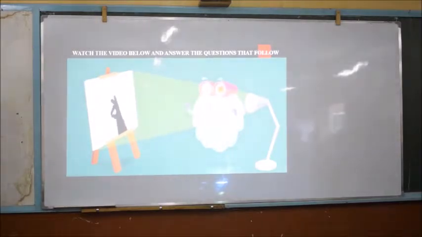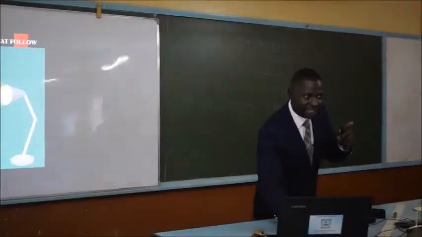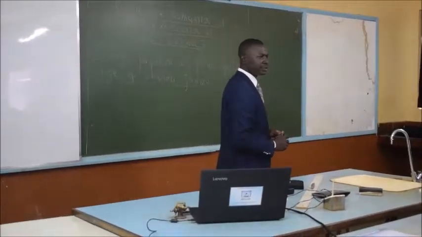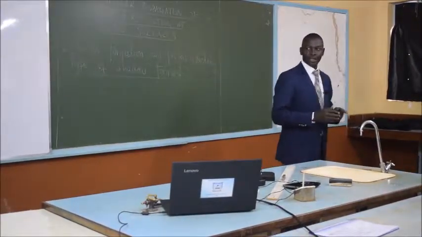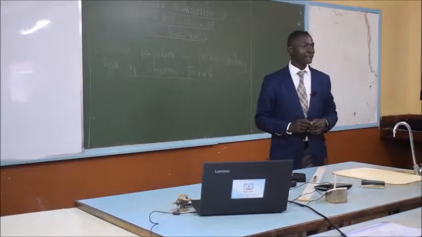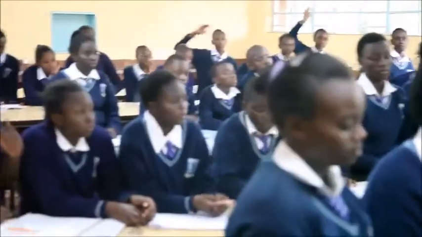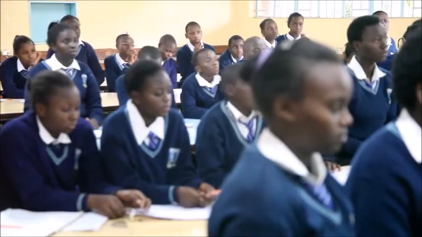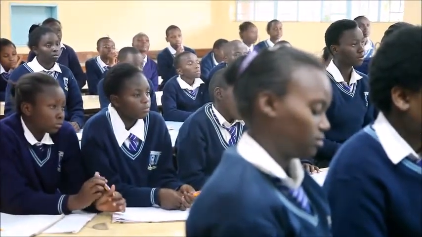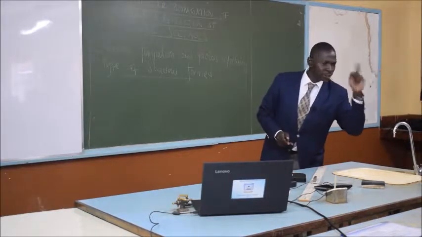There's a reason behind it. Why do you think Mr. Deer will change in size? Somebody to predict? What could happen to cause the shadow of our Mr. Deer here to change in size? Yes, John? The distance of the opaque object from the source of light. Very good. The distance of the opaque object from the source of light.